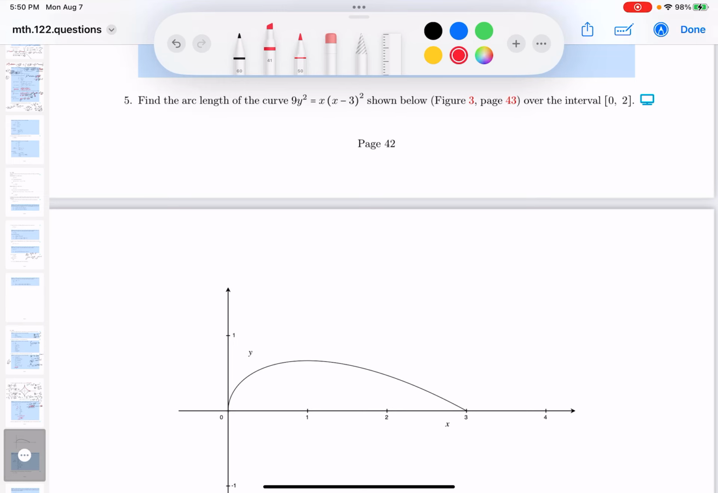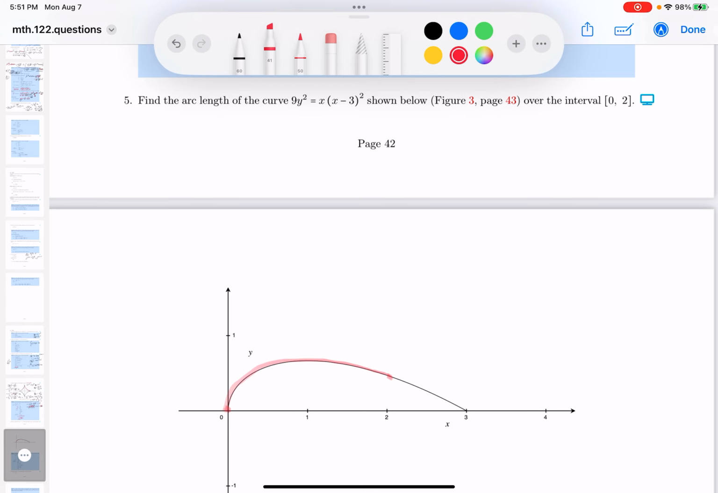Okay, for number 5 it says, find the arc length of the curve, and they give you 9y squared equals blah, blah, blah, but they show it below, right? So I'm gonna say, thank God for the picture, by the way, it makes it a lot easier for me to deal with it. And it says the interval between 0 and 2. So what I wanna do is just talk about the region they're talking about. It starts at 0 and it goes to 2, this over here.